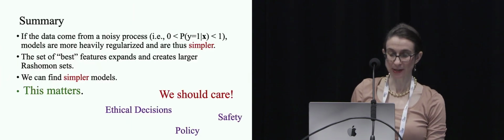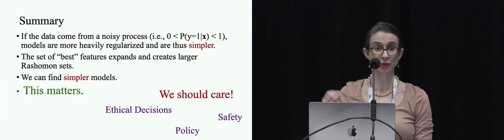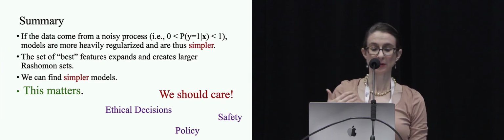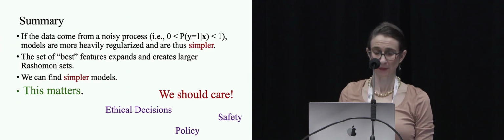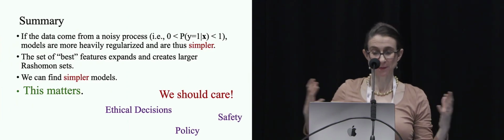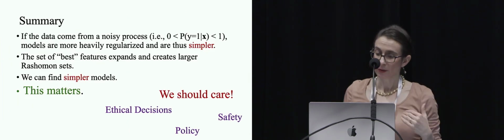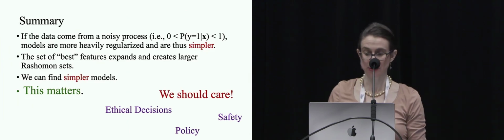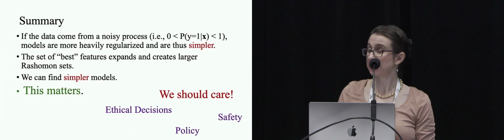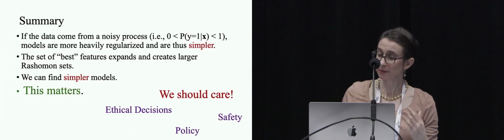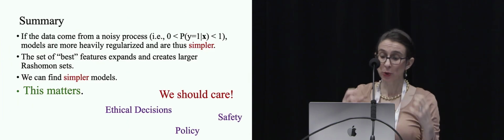So just to summarize, if the data come from a noisy process, meaning non-deterministic outcomes, models are more heavily regularized and are thus simpler. The set of best features expands and creates larger Rashomon sets. And we can find simpler models. Now, we have both theory and algorithms that support the development and use of simpler models in noisy high-stakes decision domains. We should care about this.